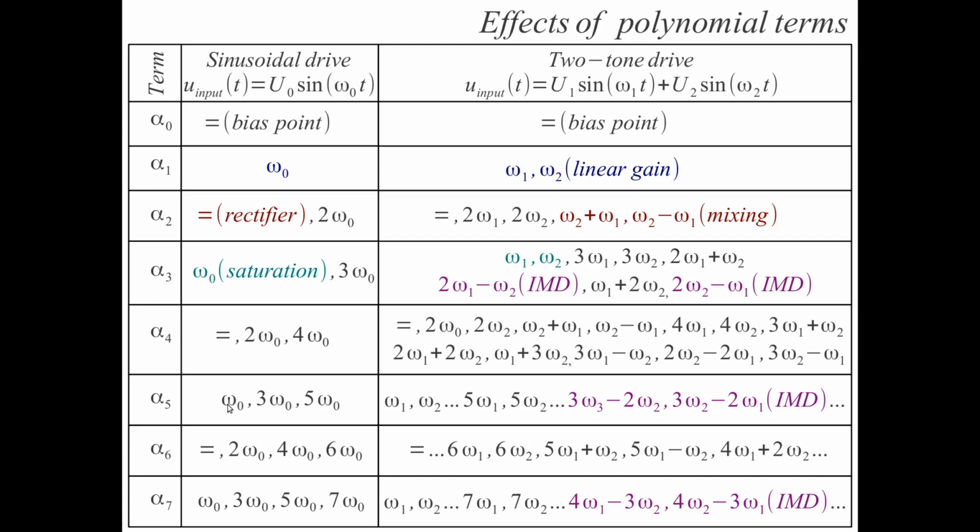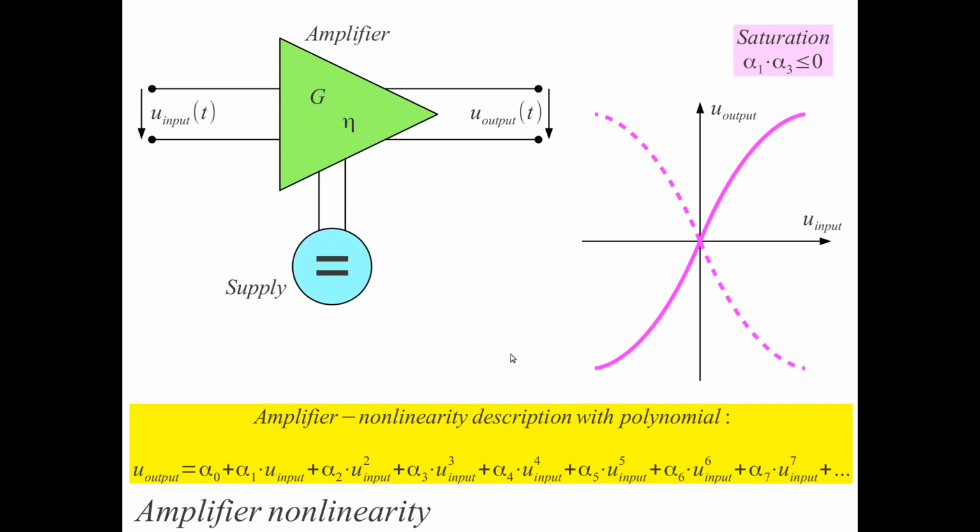The fifth term is again omega 0 that has the opposite value of this one, so it works against saturation. We had 3 omega that actually starts killing this 3 omega here, and we have the fifth harmonic. With the sixth term we get up to the sixth harmonic. With the seventh term we get up to the seventh harmonic. So the harmonic number is actually proportional, using trigonometric function relationships, to the term we have.